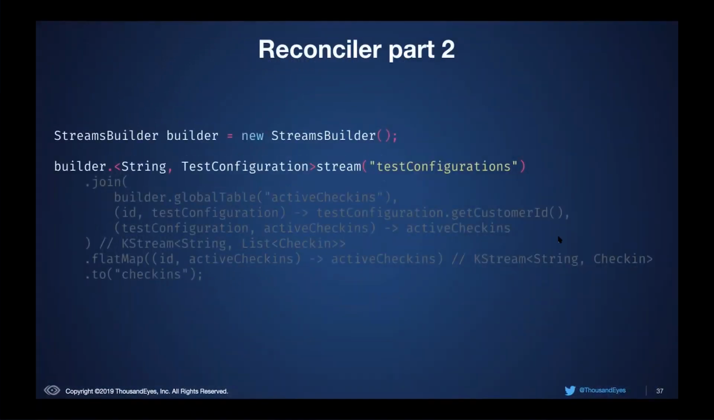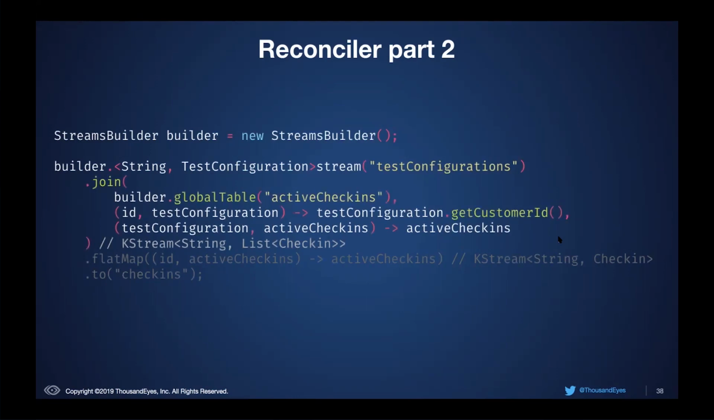So again, we have another kind of stream where this time, instead of listening to the check-ins, we listen to the test configurations. We do another join, and here is where the cache from before is relevant, because we created a cache called active check-ins. We can access it again in the join. This time, we're again joining on the customer's account ID, because the cache is keyed on the customer's identifier. And finally, we just output the stuff that was in the cache that we found.